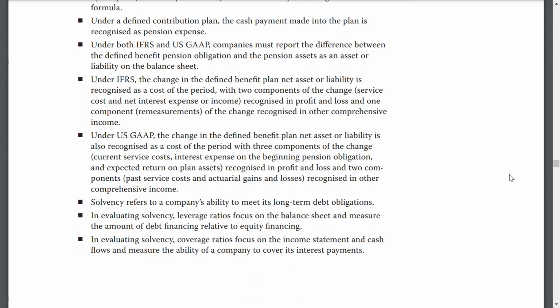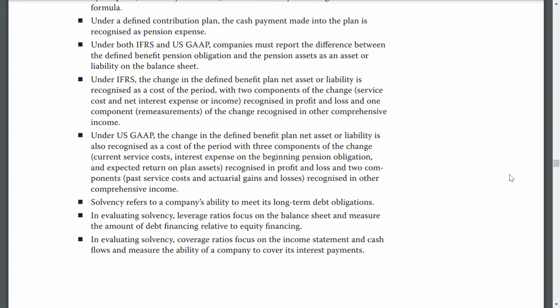Under US GAAP, the change in the defined benefit plan net asset or liability is also recognized as a cost of the period, with three components, current service cost, interest expense on the beginning pension obligation, and expected returns on plan assets, recognized in profit and loss, and the components past service costs and actual gains and losses recognized in other comprehensive income.